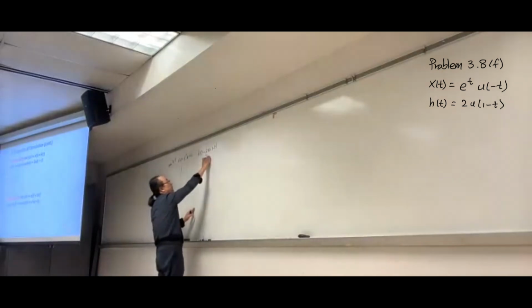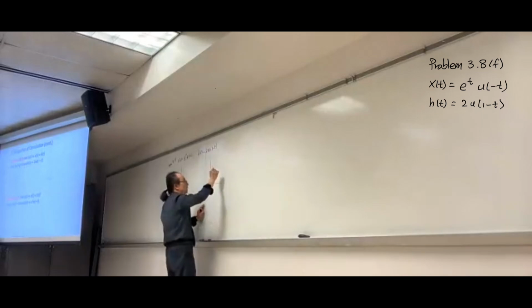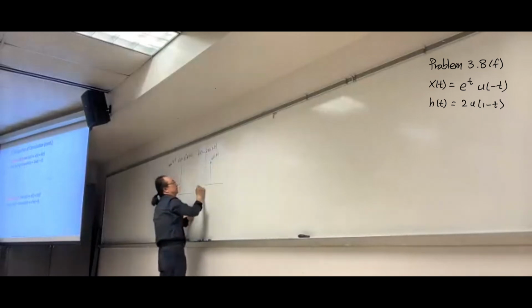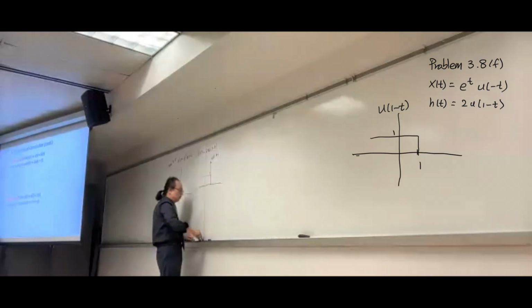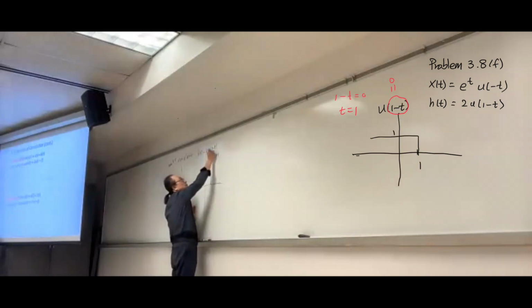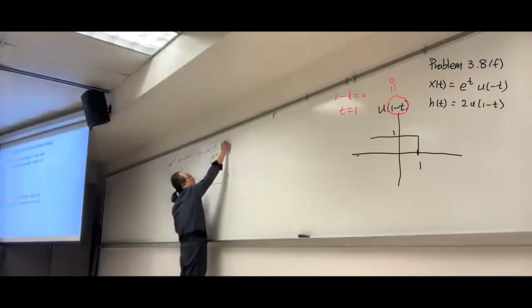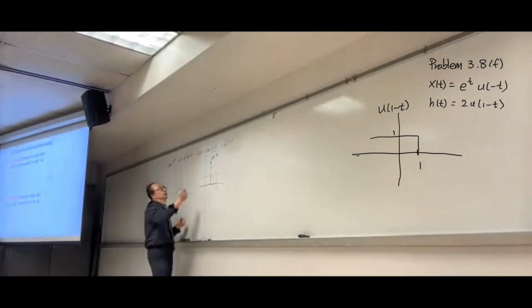And then h of t, we want to have u of t. I'll just do it again. u of negative t, and then u of 1 minus t. We look at the inside of the parentheses and let that equal 0. That gives us t equals 1. So this time, we're going to move this to the right by 1. That is u of 1 minus t.